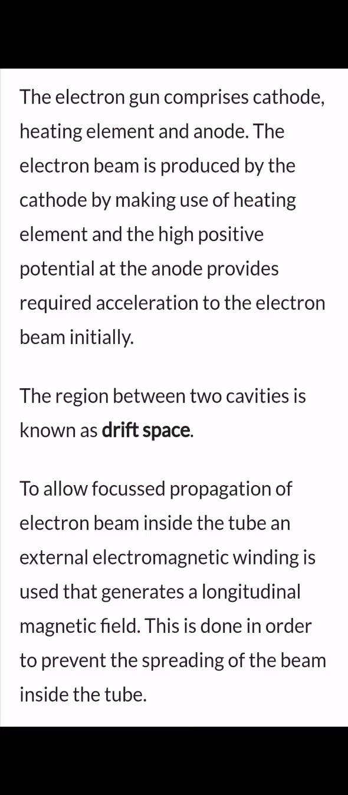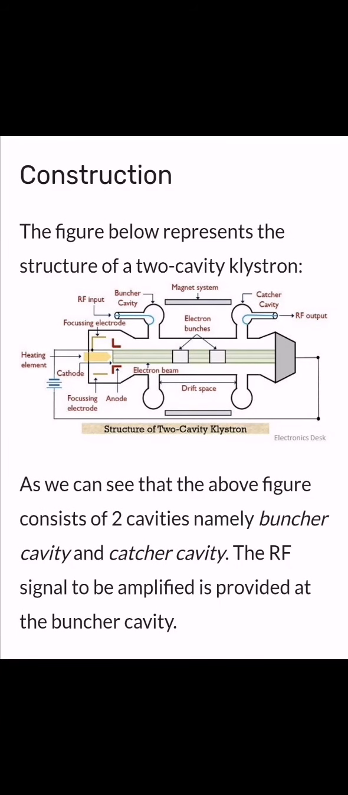The electron beam is produced by the cathode with the help of the heating element, and the high positive potential at the anode provides the required acceleration to the electron beam initially. The region between the two cavities is known as the drift space, which you can see in the diagram or the structure of the two-cavity klystron amplifier.